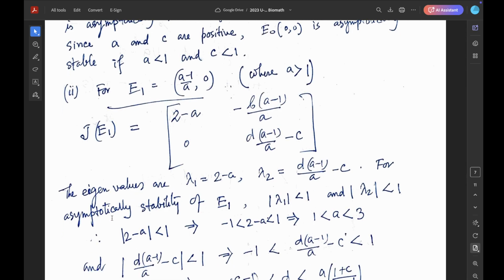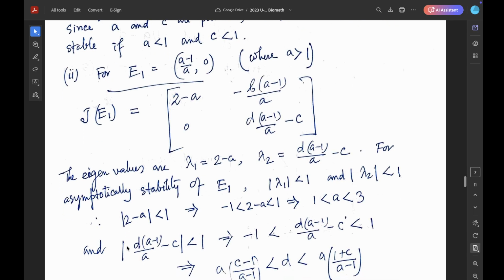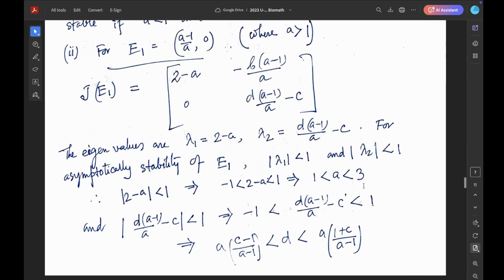For local asymptotic stability of the steady state E1, we must have modulus of lambda 1 less than 1 and modulus of lambda 2 less than 1. So modulus of 2 minus a is less than 1, that is minus 1 less than 2 minus a less than 1, that is 1 is less than a less than 3. And modulus of lambda 2, that is modulus of d(a minus 1)/a minus c, is less than 1, that is minus 1 less than this less than 1.